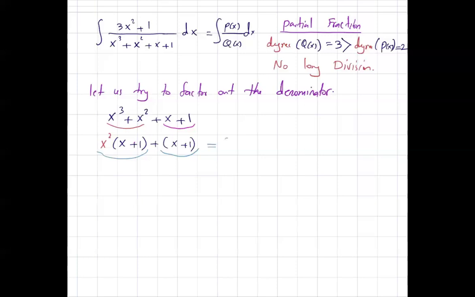So this can be written as x plus 1, which is a linear term, times x squared plus, if I factor out x plus 1, I end up with a 1. It's not 0. Well, we have a linear expression and we also have a quadratic expression. But for this quadratic expression, the discriminant, which is b squared minus 4ac, is equal to 0 minus 4, which is negative. So you cannot break x squared plus 1 into smaller pieces.